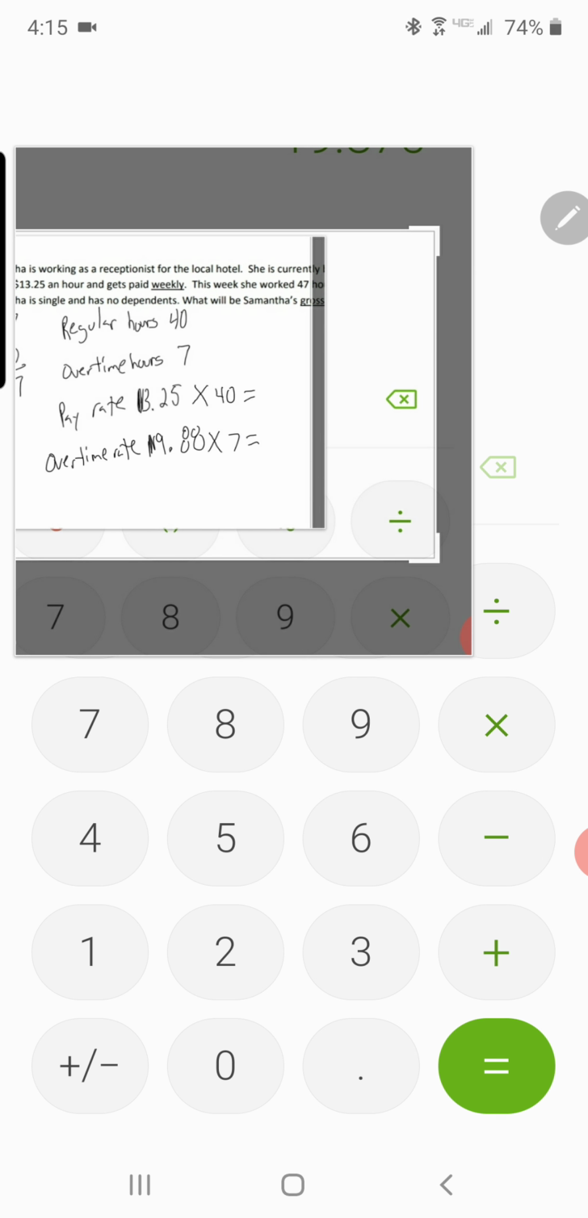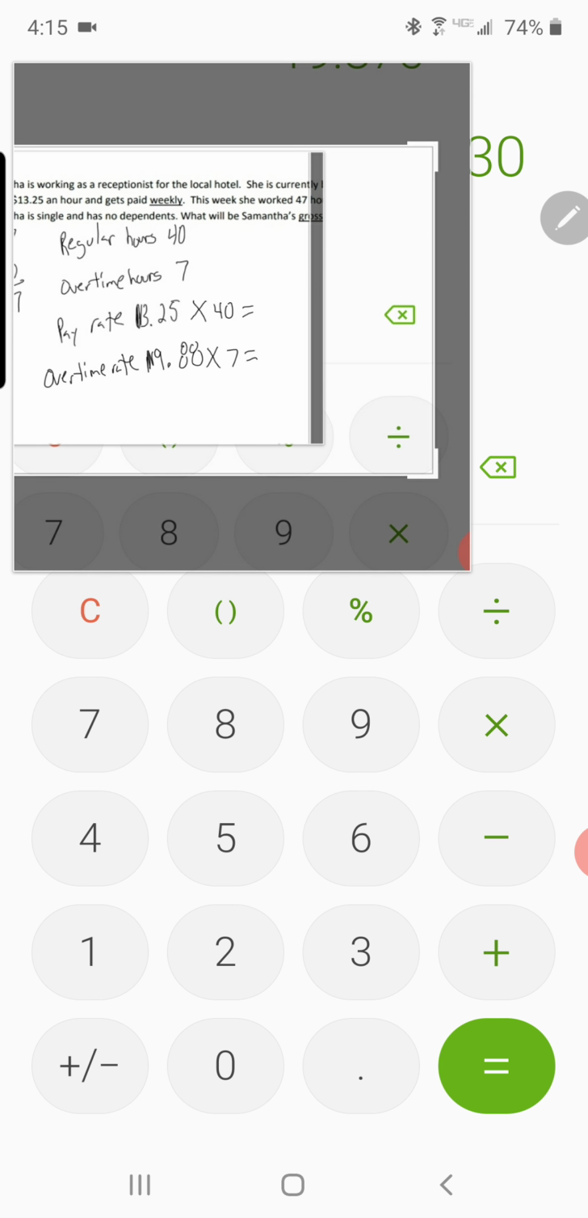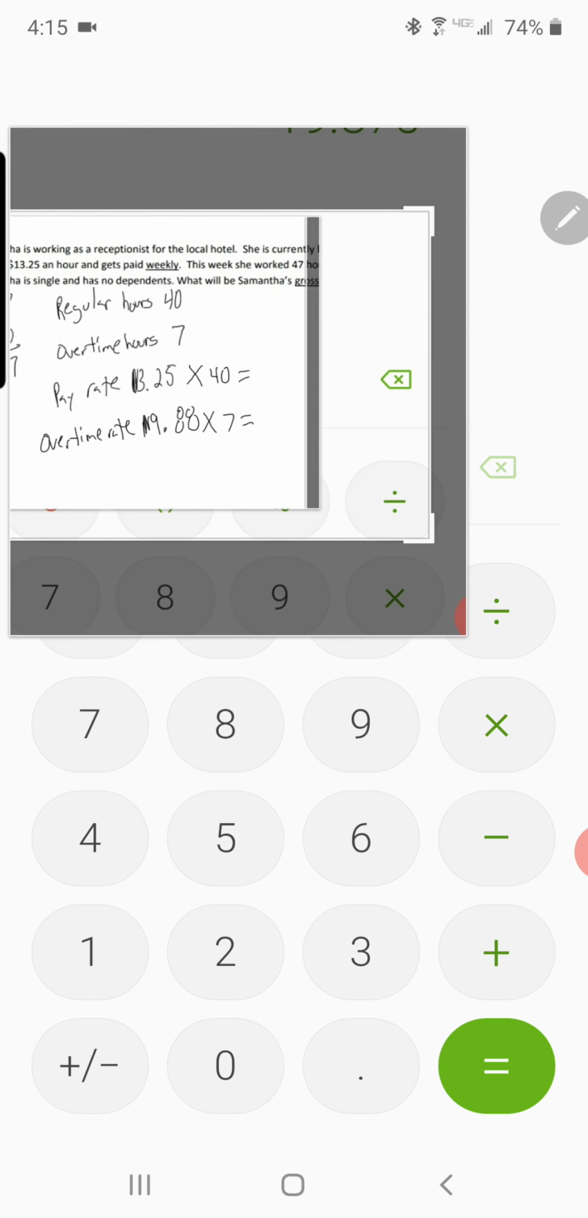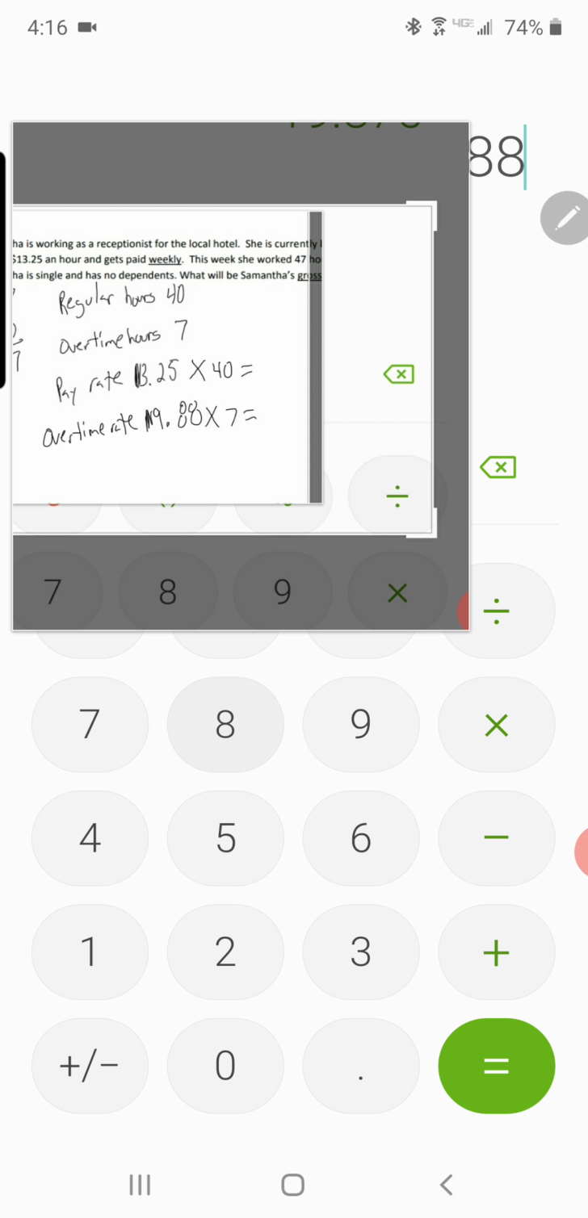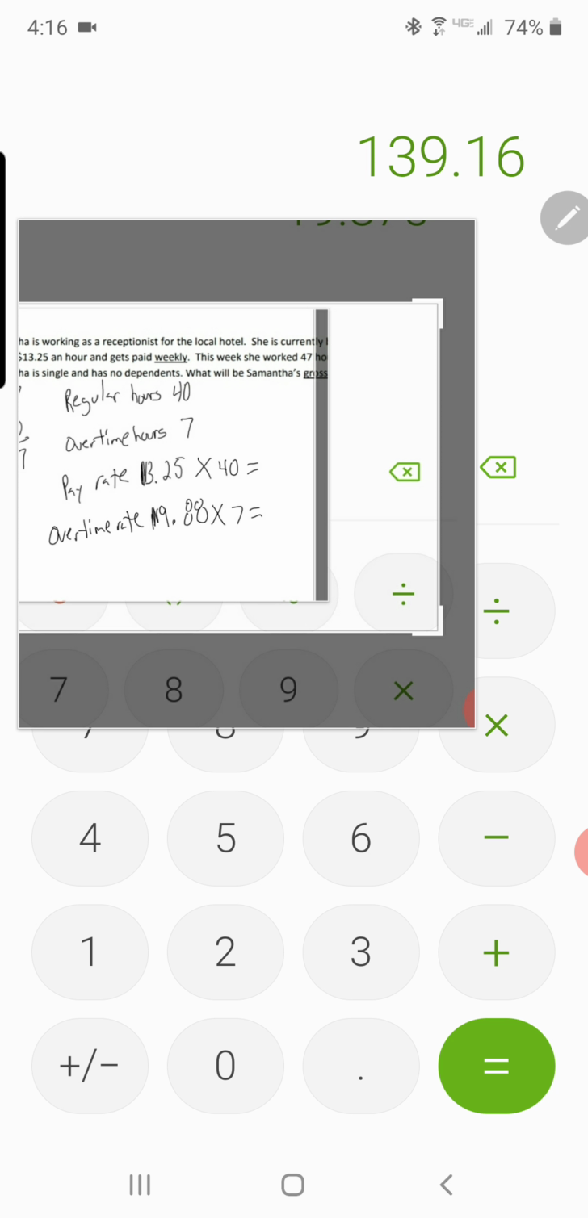So her regular hours, she's going to take 40 times 13.25. And for her regular hours, she'll get $530. Alrighty. I'll remember that number in a second because I can't write it right now, but let's see how much she gets for overtime. So 19.88 times 7, and we see she'll get $139.16 for her overtime.